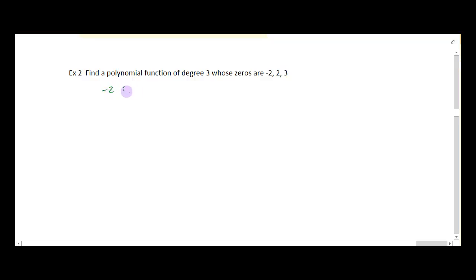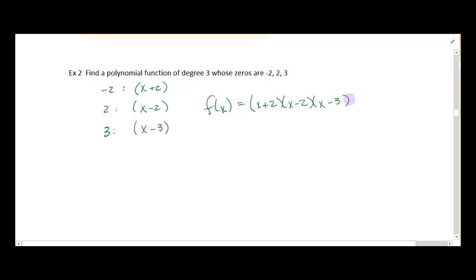We have a negative 2, which when I write it in its factored form looks like x plus 2. I have a positive 2, which looks like x minus 2 in its factored form. And I have a 3, which looks like x minus 3 in its factored form. Notice that the root and its factored form have opposite signs. Now to form the polynomial, we take all three of these factors and we just multiply them together. So I have x plus 2, x minus 2, x minus 3. I could take each of these three factors, set them equal to 0, and solve to get my roots if I wanted to go backwards again.